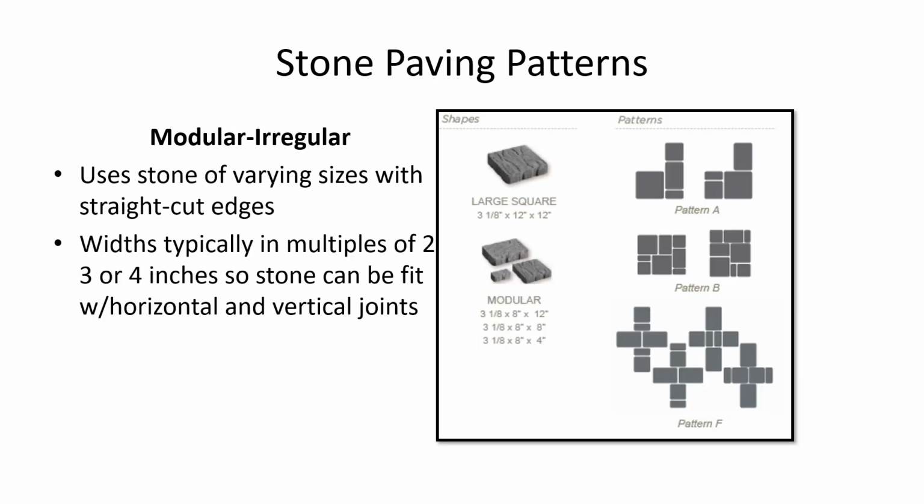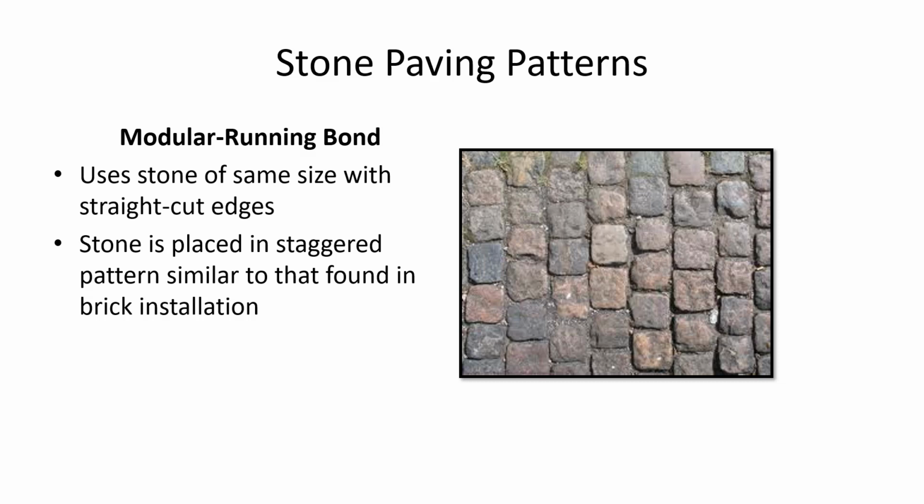Modular irregular uses stone of varying sizes with straight cut edges, typically in multiples of 2, 3, or 4 inches, so stone can be fit with horizontal and vertical joints. Again, kind of reminds me of big box designs or big box stores. Modular running bond with stone uses stone of the same size with straight cut edges. Stone is placed in a staggered pattern, similar to what's found in brick installation.